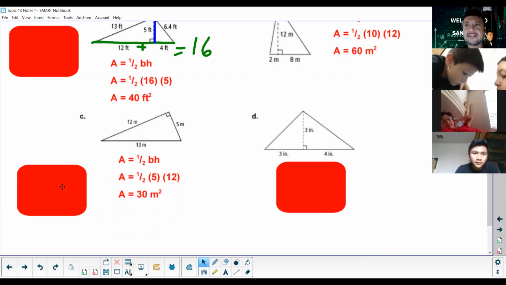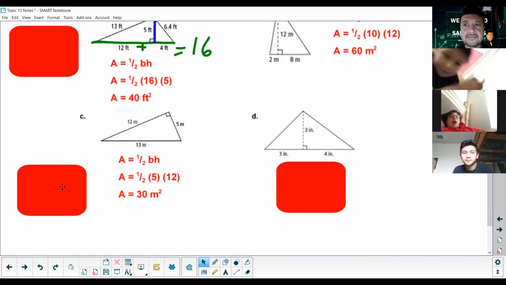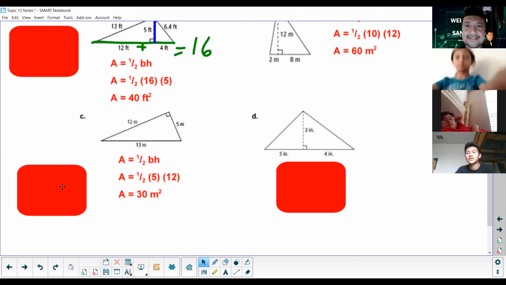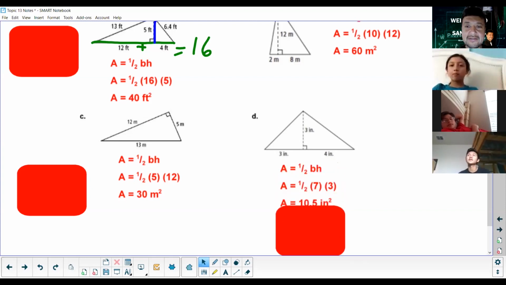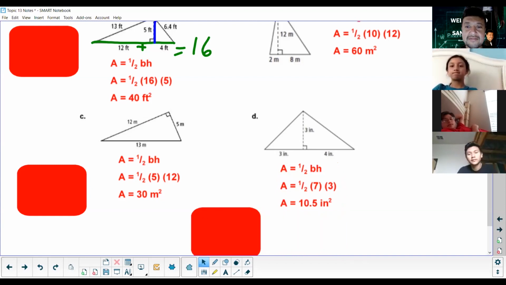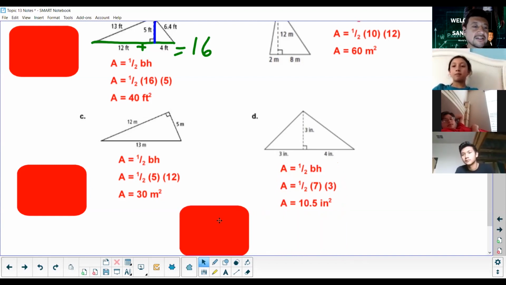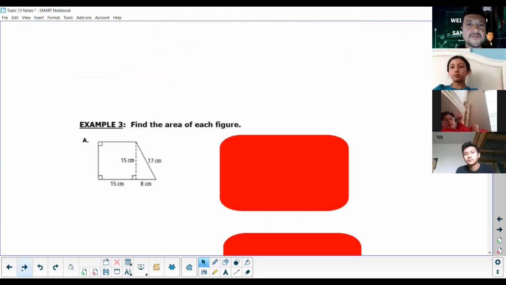Okay, good. Now, Marcus, lead us through the next one. So you do 3 plus 4, which gives us 7. Good. Then 3 times 7, which is 21. Then you divide 21 by 2 to get 10.5. 10.5 inches squared. Excellent. Now let's move on to this one.